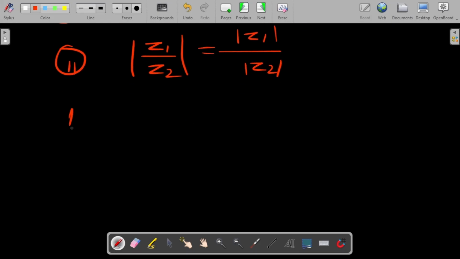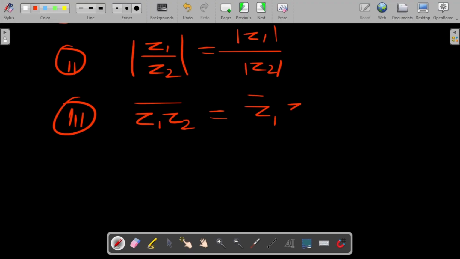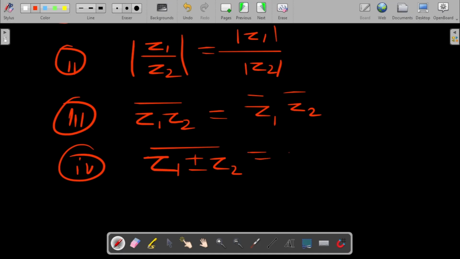And the third result: the conjugate of z1 z2 is the conjugate of z1 multiplied by the conjugate of z2. And the fourth is the conjugate of z1 plus or minus z2, which is equal to the conjugate of z1 plus or minus the conjugate of z2.